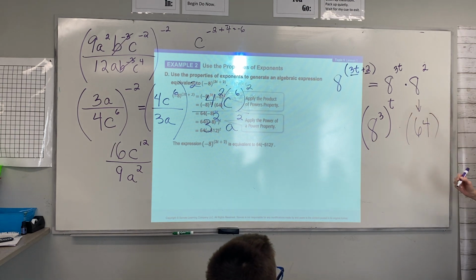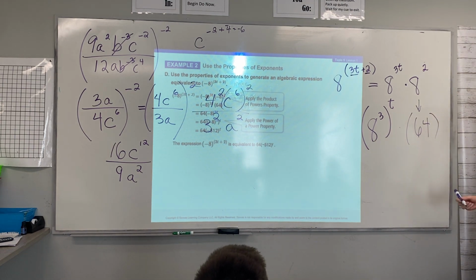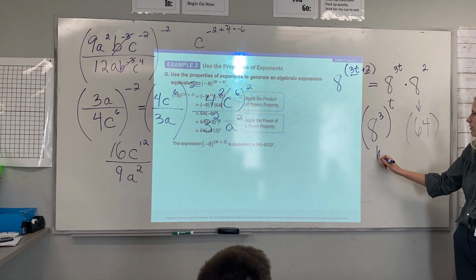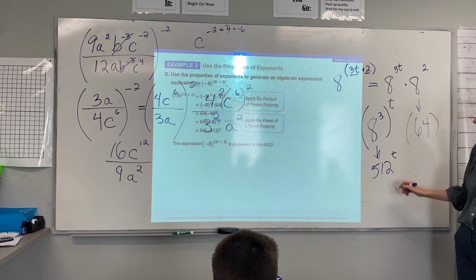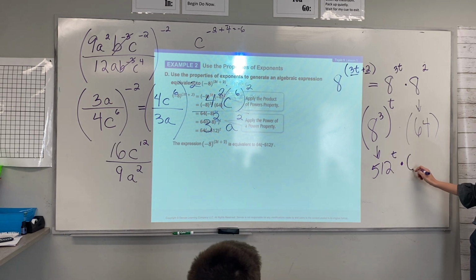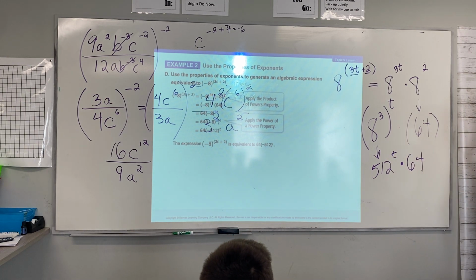What's 8 cubed? 512. You can look at it on the board, you can do it on your calculator. 512 to the t power times 64, and that's all we can do.